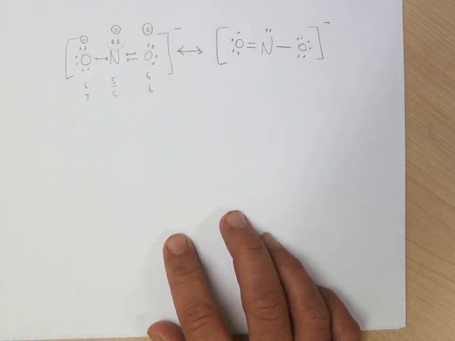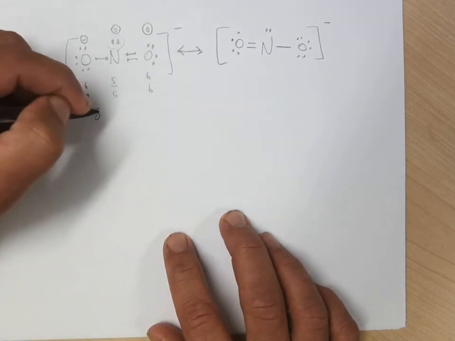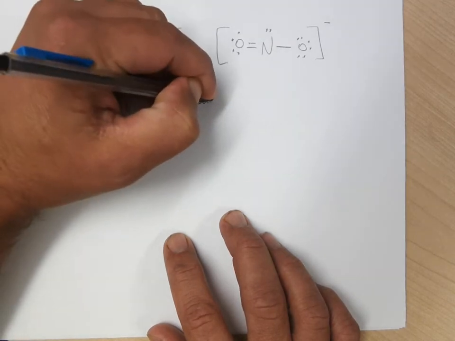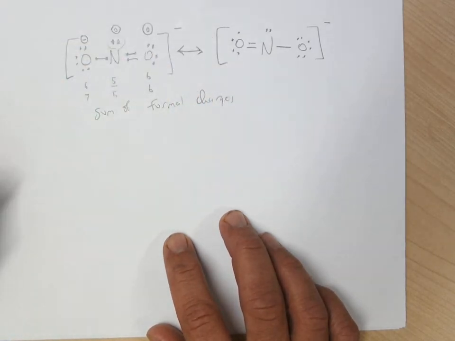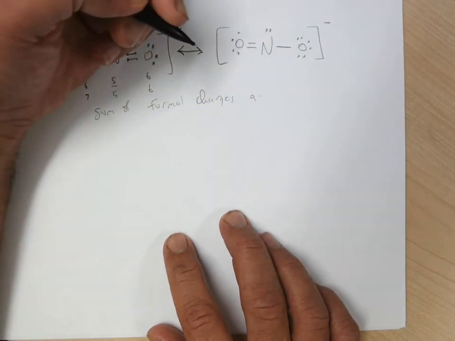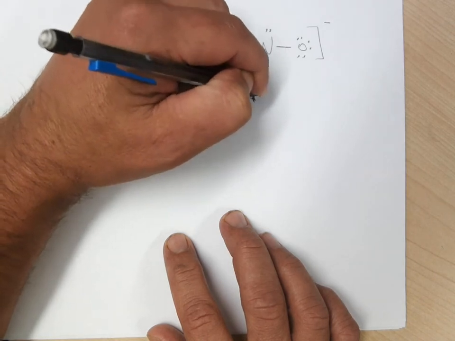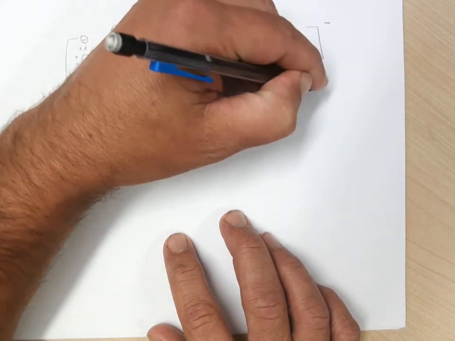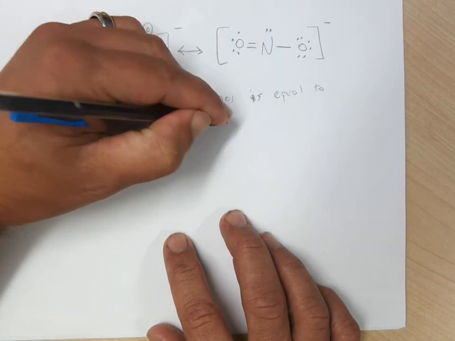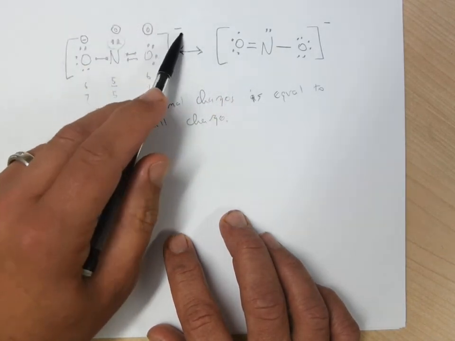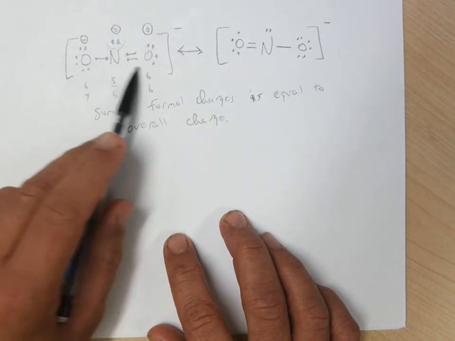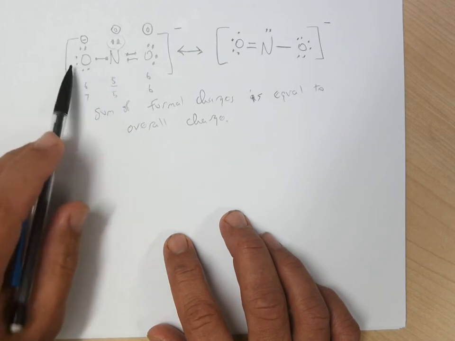One of the things that's really important about formal charges is that the sum of the formal charges for each atom in a molecule or ion must be equal to the overall charge on the molecule or ion. So you notice overall we have a negative charge. We're essentially describing where that negative charge is likely to reside. It's going to be on the singly bonded oxygen.